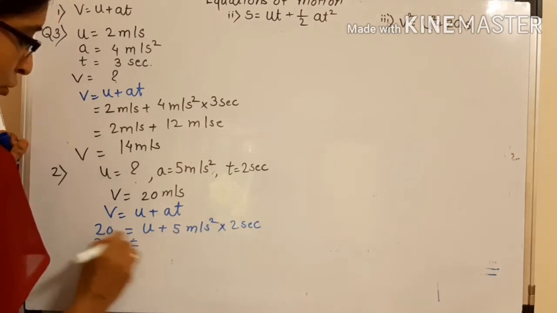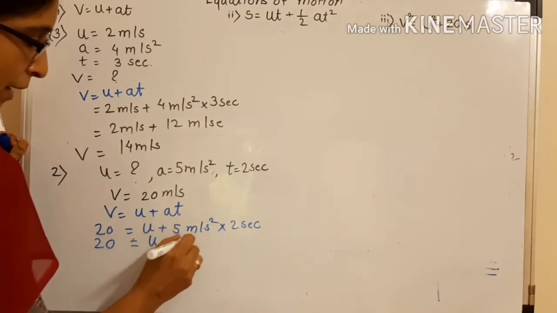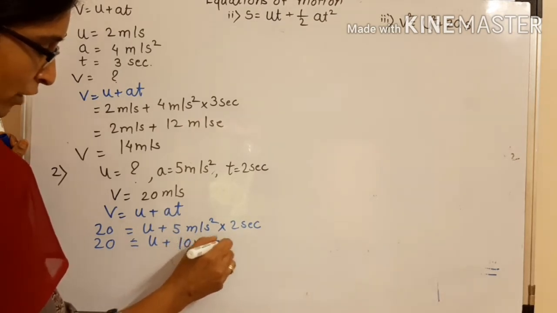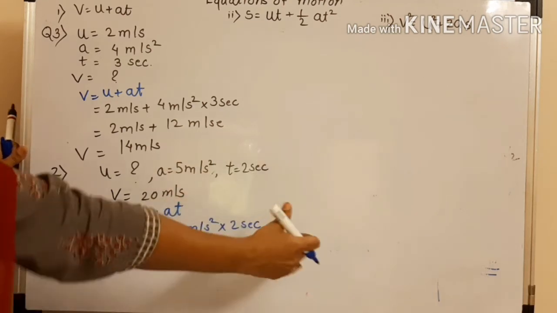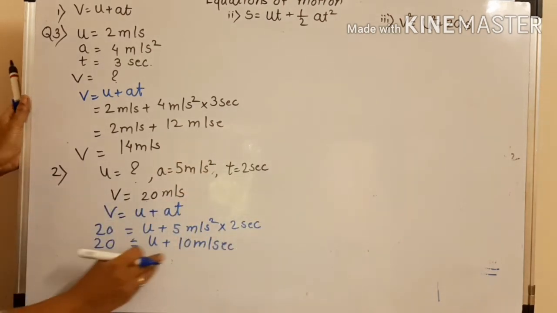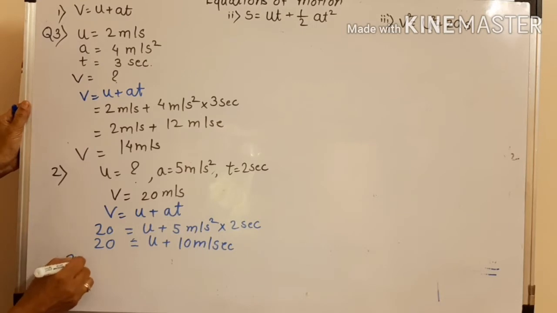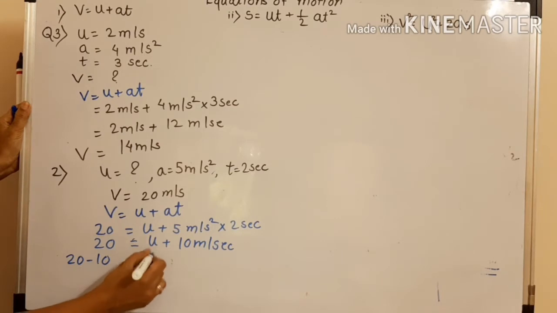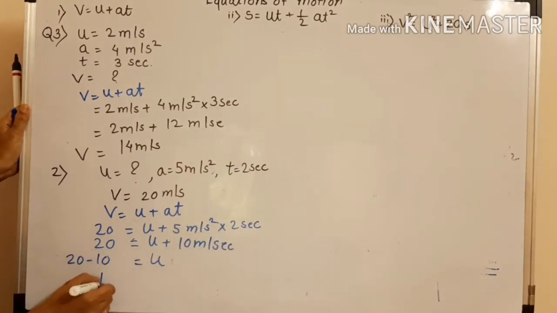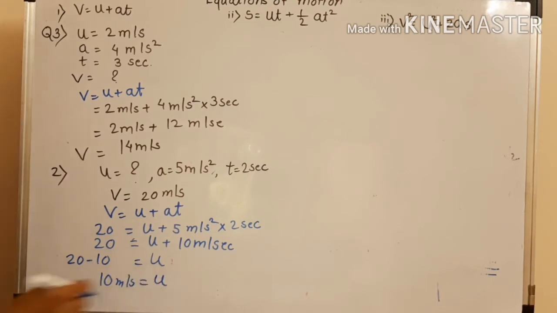So 20 equals u as it is plus 10 meter per second. Now this plus 10 meter per second, which is on the right hand side, take this to the left hand side. So this sign will change here. 20 minus 10 is equal to u, because we take this 10 to the left hand side. So it is minus. So the answer is 10 meter per second, which is equal to u. u is equal to 10 meter per second.